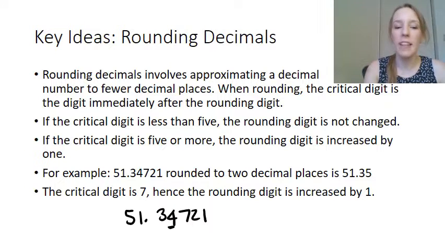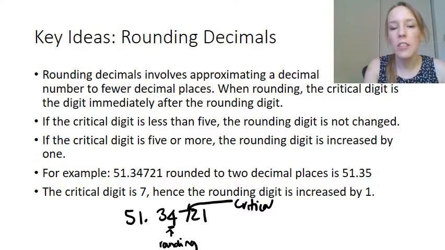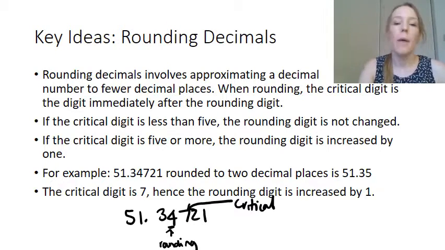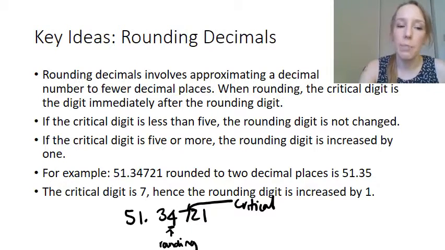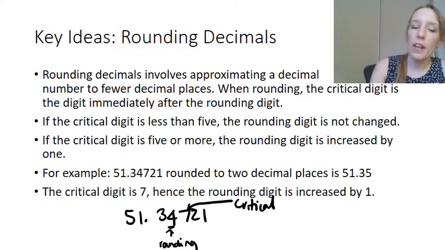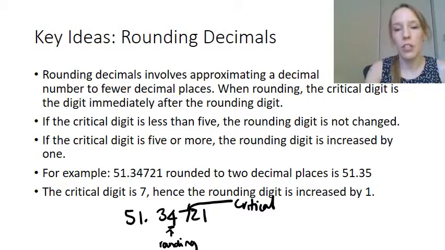The second decimal digit would be the rounding digit, and the one after it, which is our 7 in this case, would be the critical digit. That's the one we're going to look at. If that critical digit is less than 5, the rounding digit is not changed. But if that critical digit is 5 or more, then the rounding digit is increased by 1. So in our example, 51.34721, 4 is the rounding digit and 7 is the critical digit. If we're rounding that to 2 decimal places, 7 is obviously greater than 5, so we would round that to 51.35.